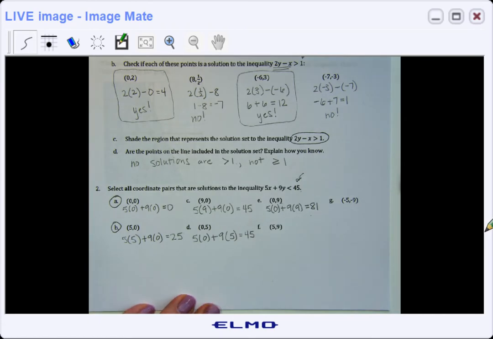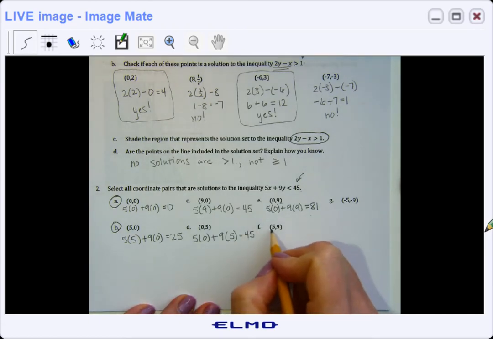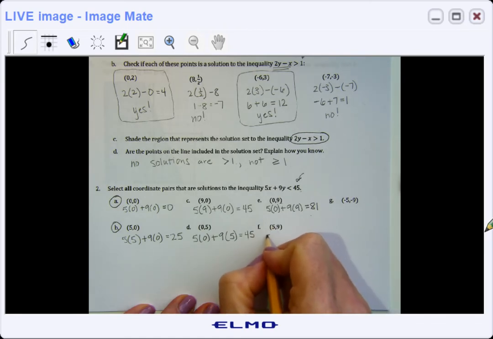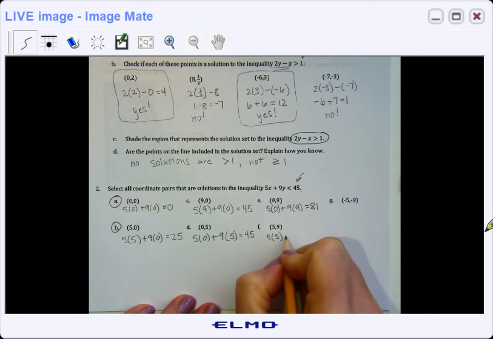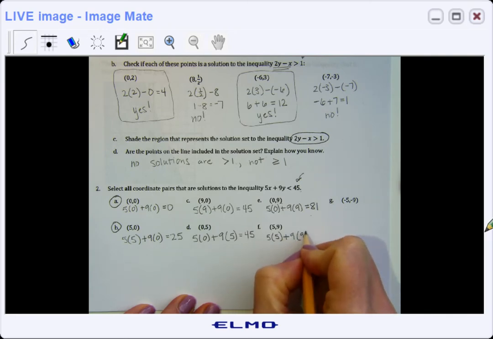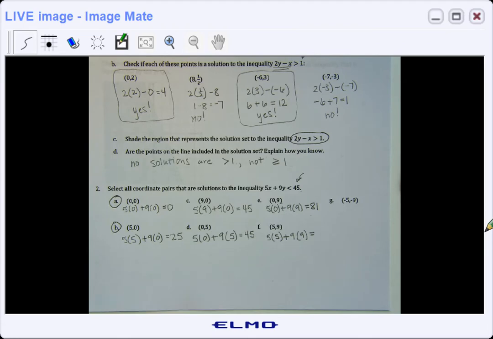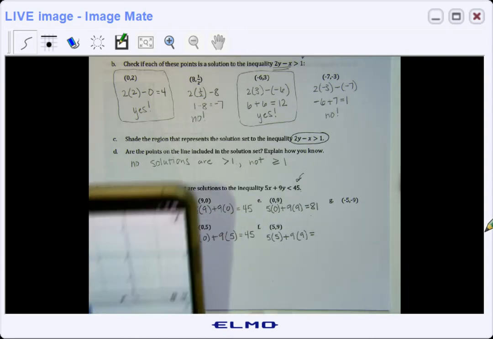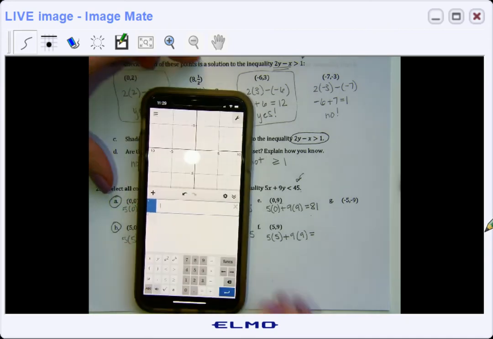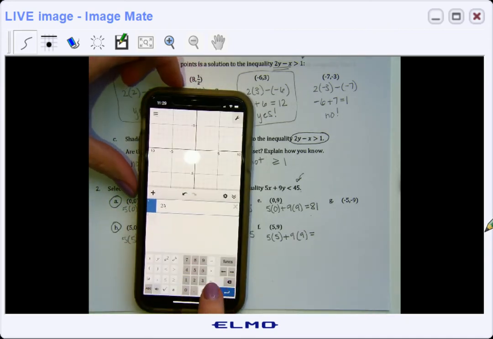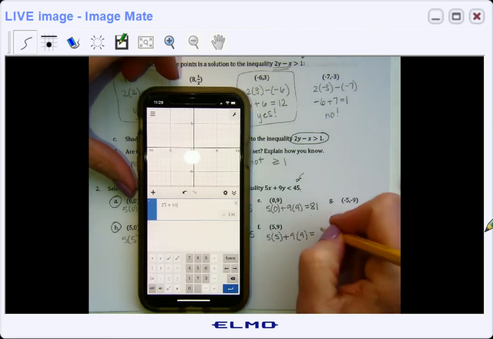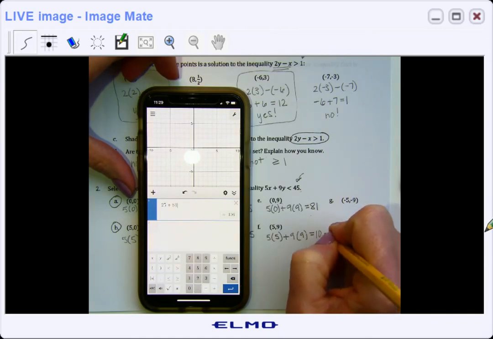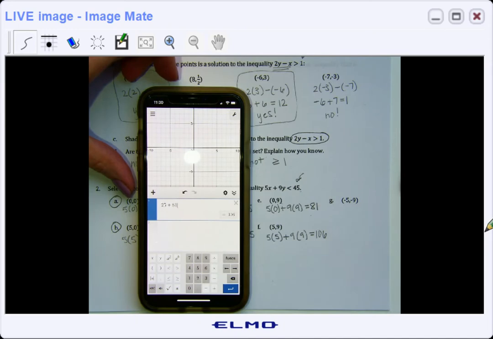It's over 45. And the next one, 5 and 9. So 5 times 5 is 25, plus 9 times 9, which is 81. So 25 plus 81 is going to be too big. And just to find what it is, we can plug it in here. So 5 times 5 is 25. 9 times 9 is 81. And 25 plus 81 is 106. Again, too big, not less than 45.